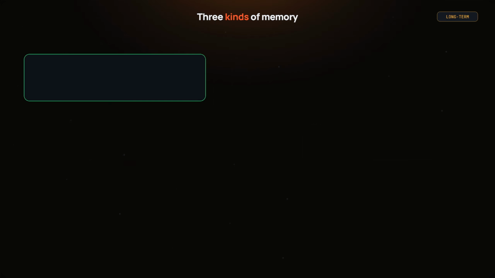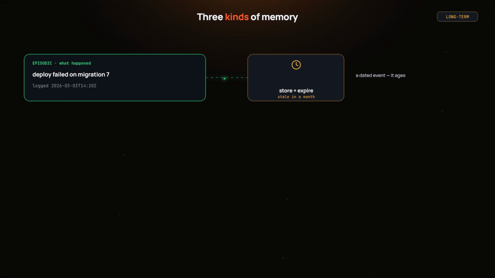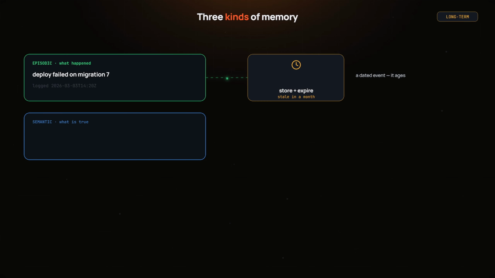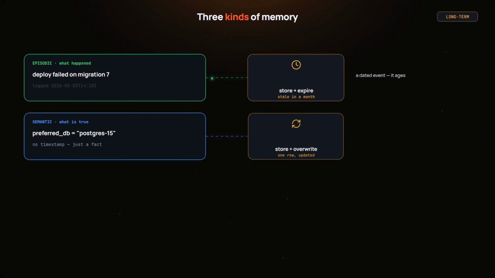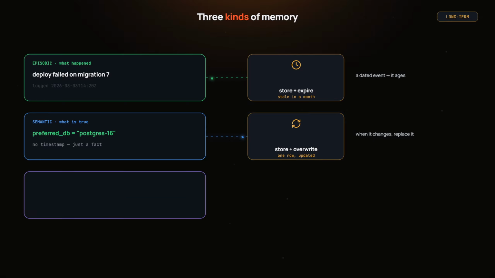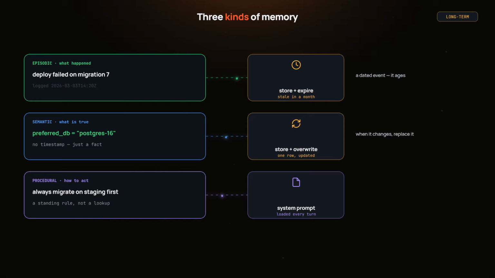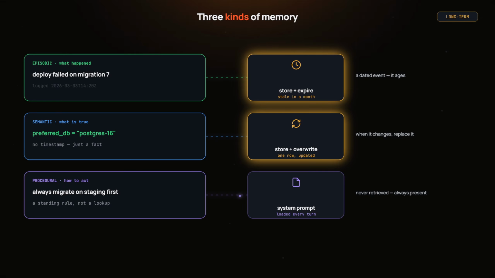Now the distinction that changes how you design the store. Episodic memory is what happened, a dated event. On March 3rd, the deploy failed on migration 7. Semantic memory is what is true, a fact with no timestamp. This user's database is Postgres 16. Procedural memory is how to act, a rule. Always run migrations on staging first. And they belong in different places. Episodic records go stale and should expire. Semantic facts get overwritten when they change. Procedural rules belong in the system prompt, not in a lookup.